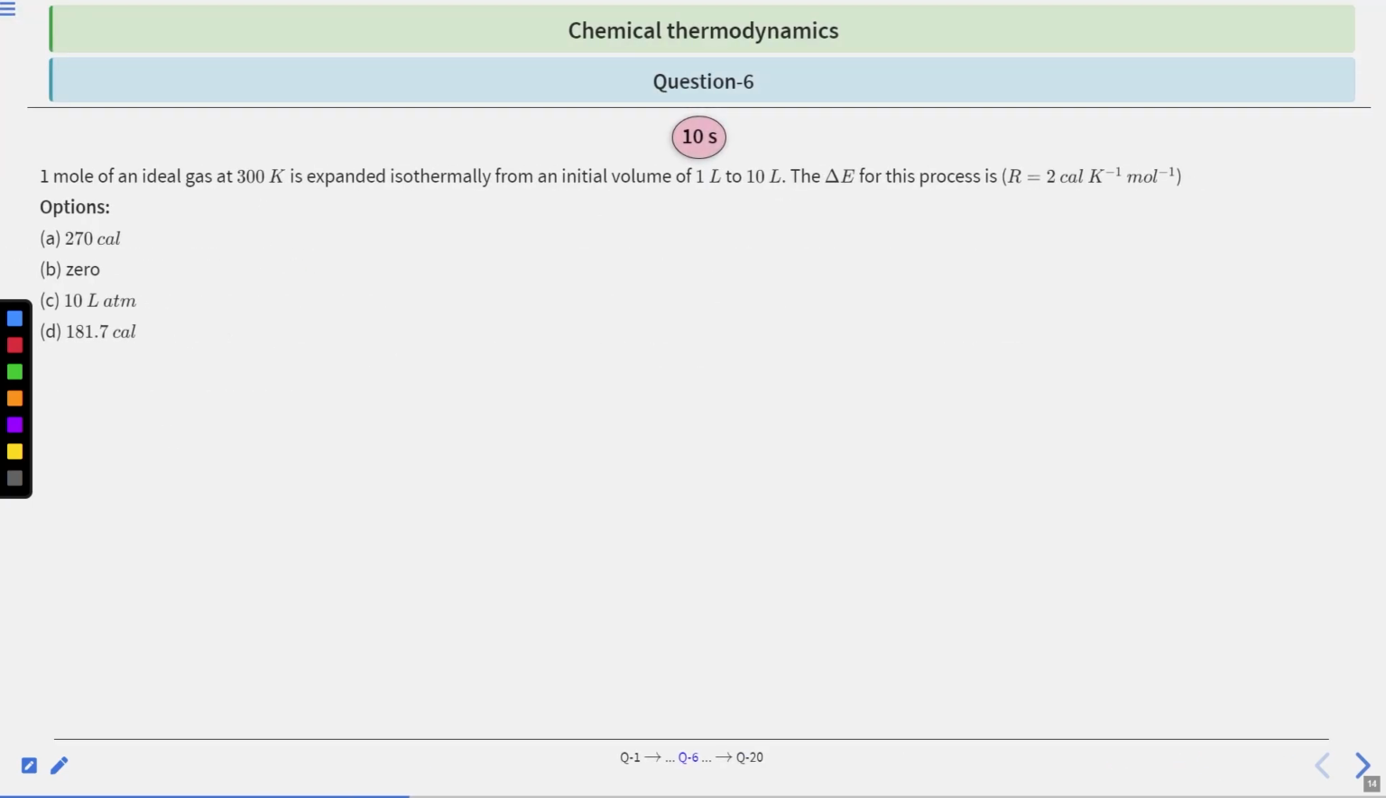Moving on to question number 6. 1 mole of an ideal gas at 300 Kelvin is expanded isothermally from an initial volume of 1 liter to 10 liter. The del E, or change in internal energy, for this process is: R is given and options are 270 calorie, 0, 10 liter atmosphere, or 181.7 calorie. You have 10 seconds to solve this question. After that, we will see the answer.